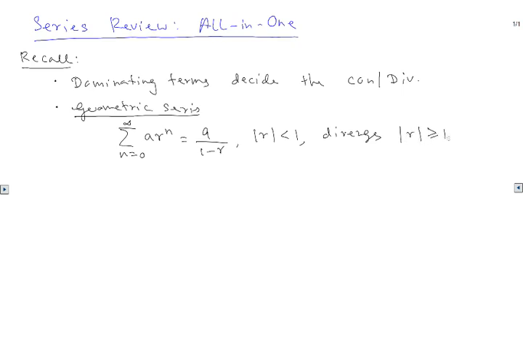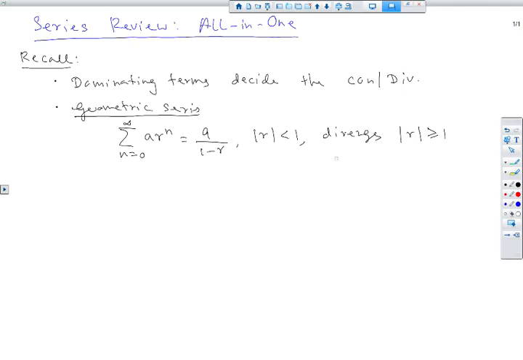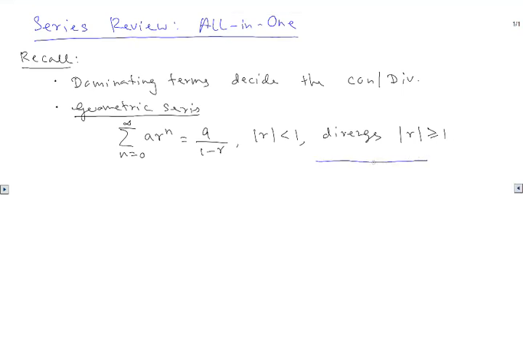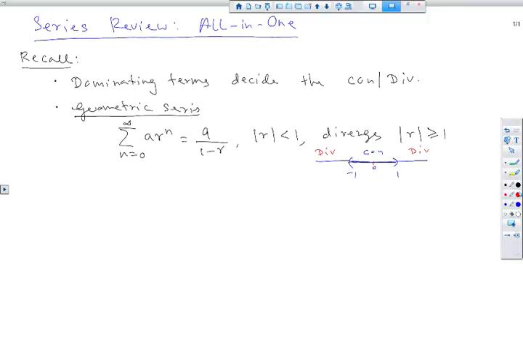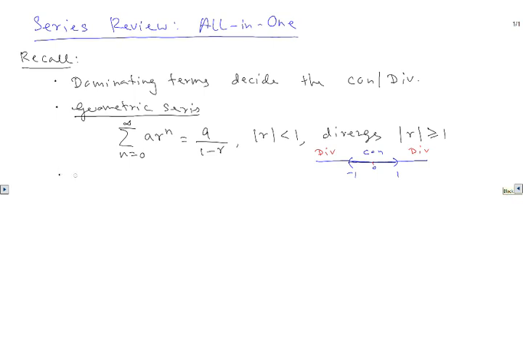So how do we remember this? We're going to remember it on the number line. What's going to happen if r is between 1 and negative 1? If it's between 1 and negative 1, it's going to converge. So the outside is going to diverge. That's the danger, red light. So diverge outside. Perfect.